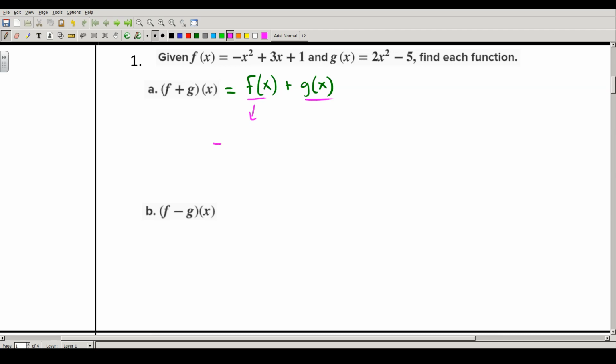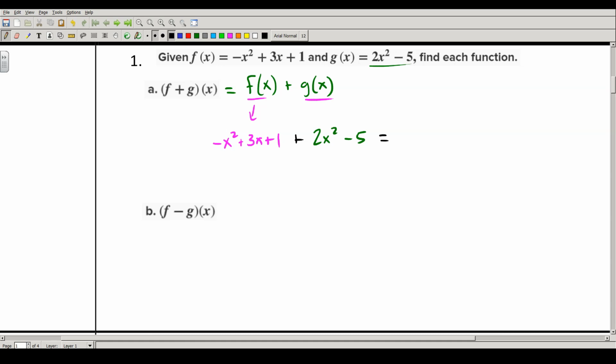So f of x is negative x squared plus 3x plus 1. And g of x is 2x squared minus 5. So plus 2x squared minus 5. And all we're really doing here is we're taking two functions and we're adding those two functions together. But what that means is we just take those polynomials, we take those definitions, and we're just adding up the terms. So we take those two things, we add them together, and we just combine our like terms.